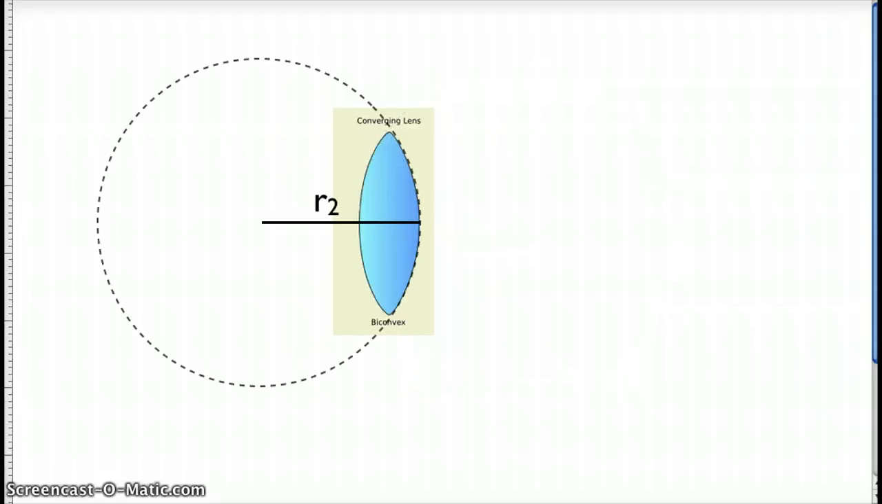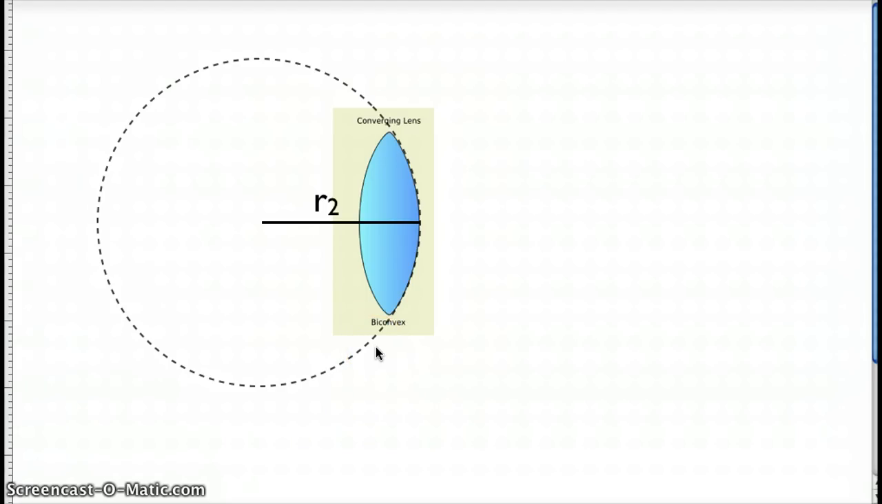Similarly, we could match the back side of the lens to another circle of some size, and the radius of that circle we call R2. And so this radius of curvature is a measure of how curved the lens is. You can sort of picture in your mind, if this lens were less curved, then it would kind of come out around here, and we would need a bigger circle.